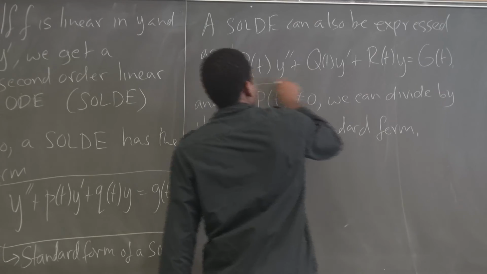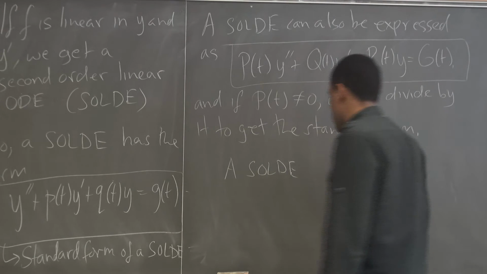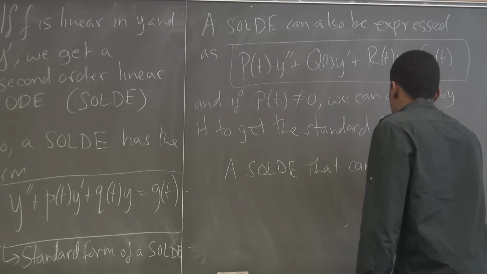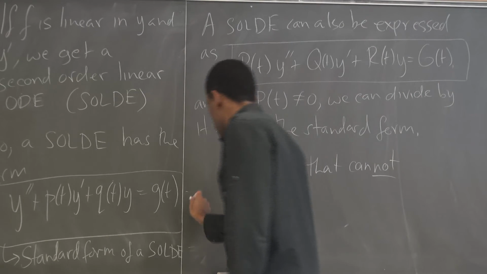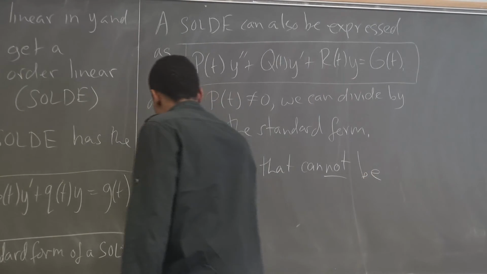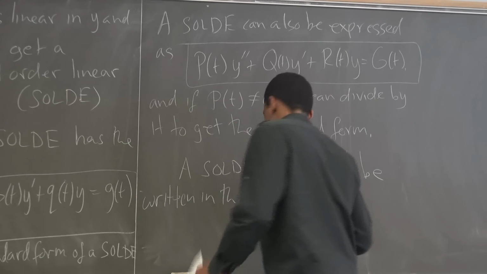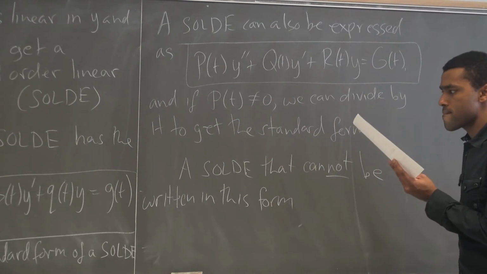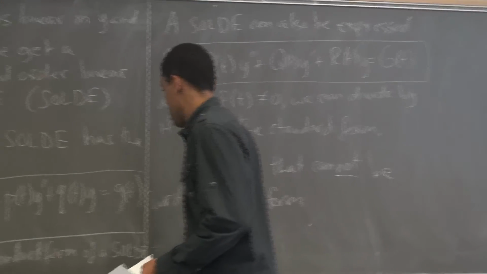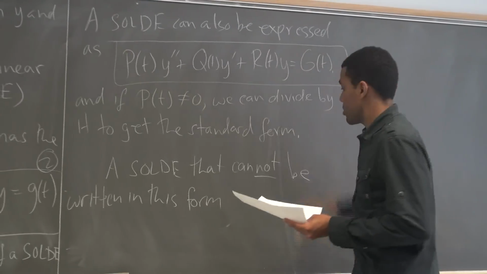So this is another important form. If you see anything that looks like either one of these, it's a second order linear differential equation. If you cannot write something in this form, it's not linear. I might refer to these as numbers. This is form 1. I call this form 2. And I call this form 3.